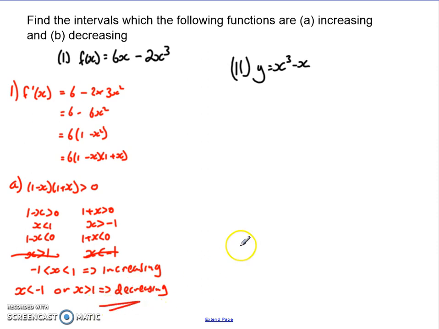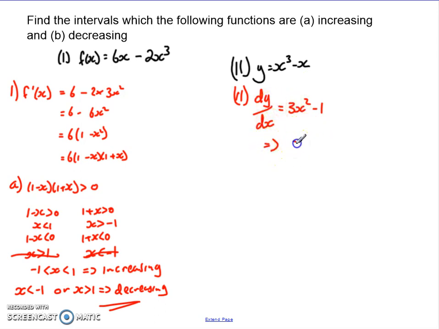So there you go. We've determined where it's increasing, where it's decreasing. Second one is the same logic. First thing we do is get the derivative, then we look at that. So, take the derivative of that, dy by dx. I'll bring the power down, we get 3x squared. It's then take away 1. So, that's what we've got there. We want to know when that's increasing and when that's decreasing.